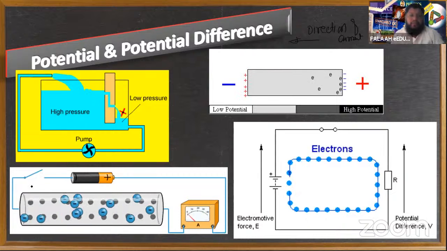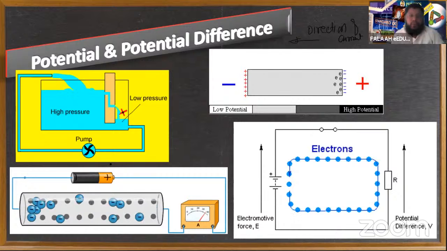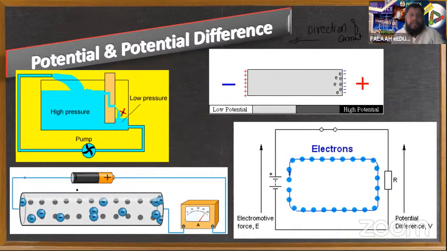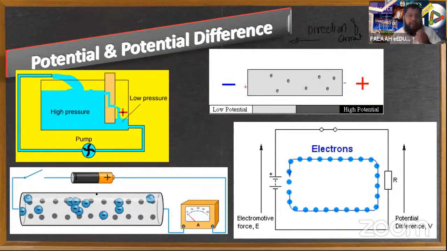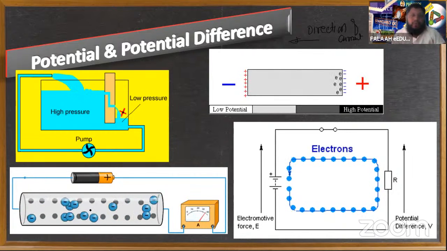So this is the idea behind that. What we have applied here is a potential difference. This is the battery. When we apply the battery, only then is current going to flow.